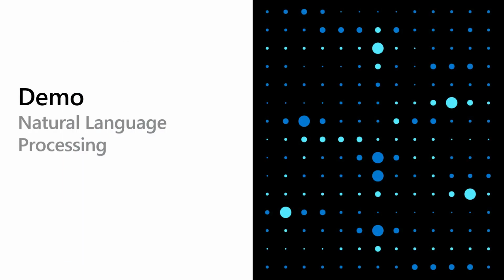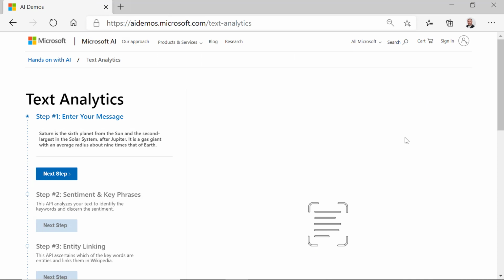Let's take a look at a simple demo of some text analytics processing that we could do. This online demo lets us analyze some text using the text analytics service. I've got some default text in here about Saturn, or I could type in my own, but I'm going to take that default and just go to the next step.